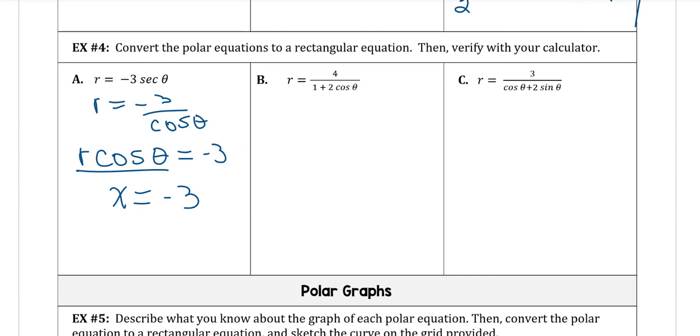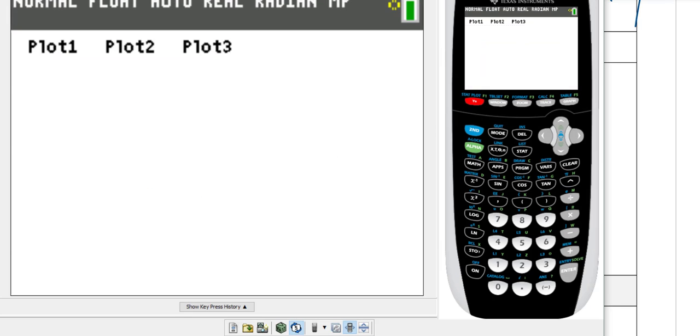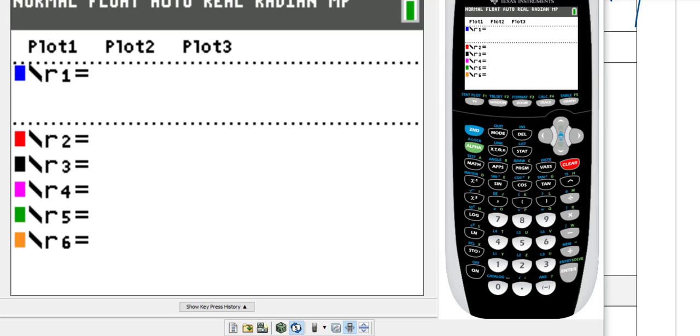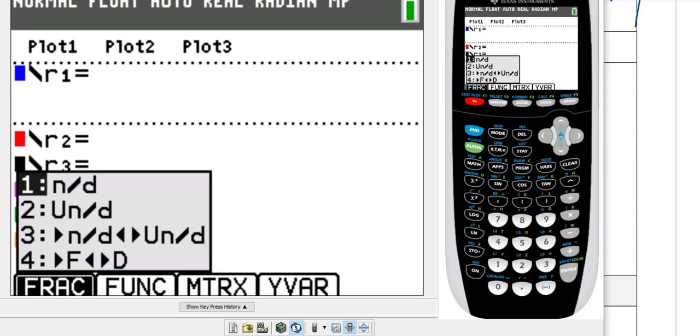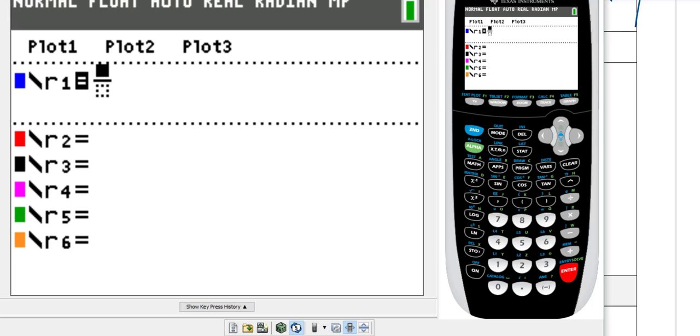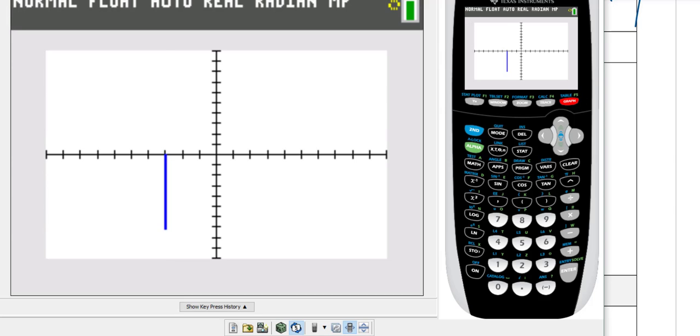And I'll check that one as well. So I'm going to go in here, and you can check all these because you know what they should have looked like to begin with. So this should be a vertical line through x equals negative 3. Since I don't have a secant key on the 84, but you do in the Inspire if you're using an Inspire, I'm going to type in negative 3 over cosine theta. And hopefully this will be a vertical line through x equals negative 3, which it is.